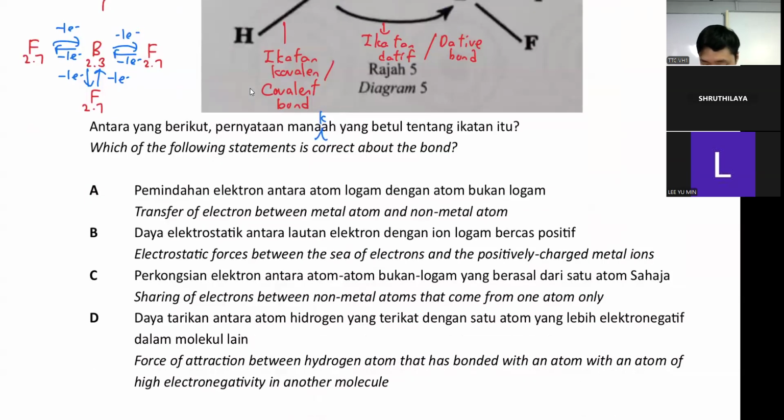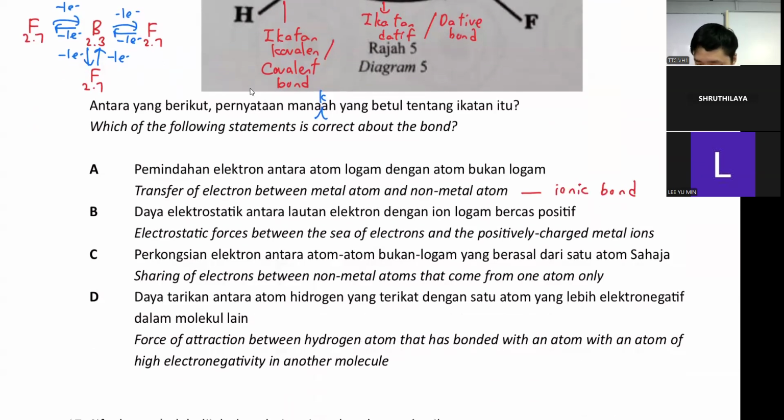Where's the answer? A, the description is ionic bond. B, the description is the metallic bond.